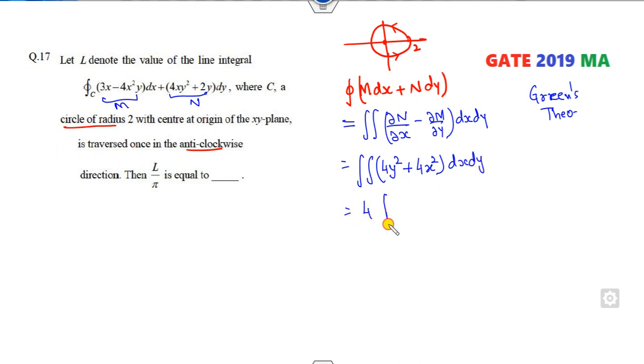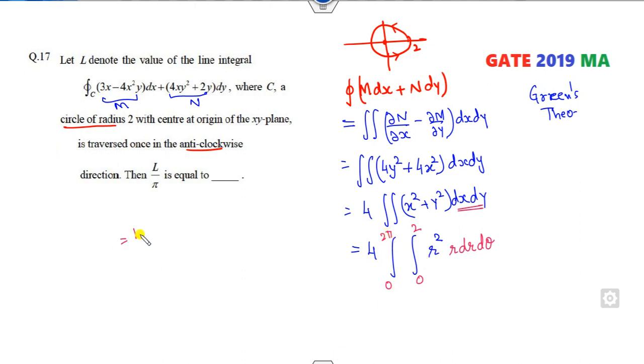So I can write it as 4 double integration of x square plus y square. Now since it is the equation of the circle, I can change into polar coordinates. So double integration, it's r square. What is dx dy? It's r dr d theta. So what is the limit? It's 0 to 2 for the radius, and theta is 0 to 2 pi.